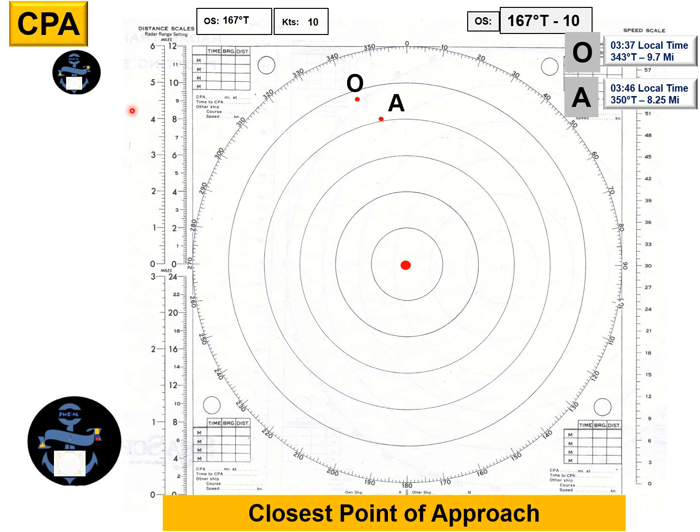Now you need to draw a straight line from O to A, but crossing beyond the center. You know, this line must be long, beyond the center. Why? Because to obtain the CPA, I need to find the 90 degrees angle here, with this line and the other line that I need to find.